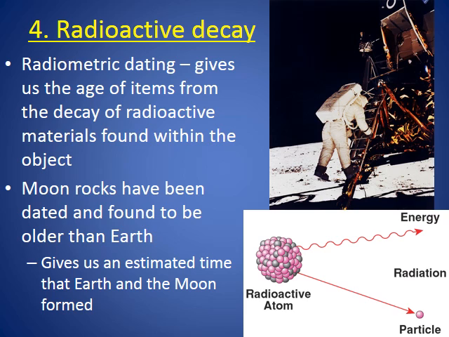For radioactive decay, we can actually date objects. We can use radiometric dating to see how much of a particular atom is still left in a material. And by knowing this, we can actually estimate Earth's formation. We can estimate the moon's formation. So pretty cool stuff.